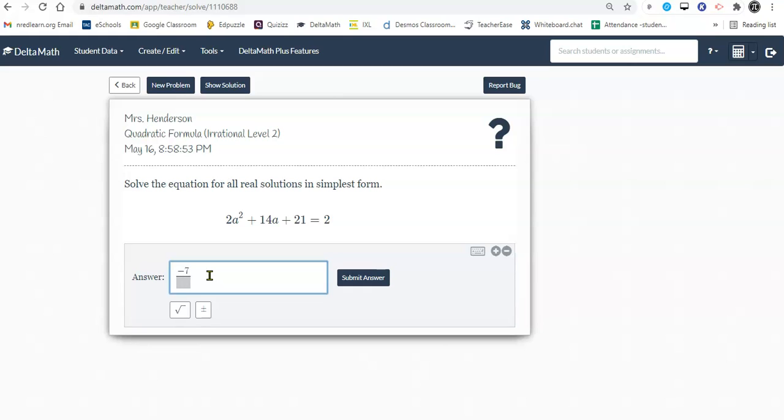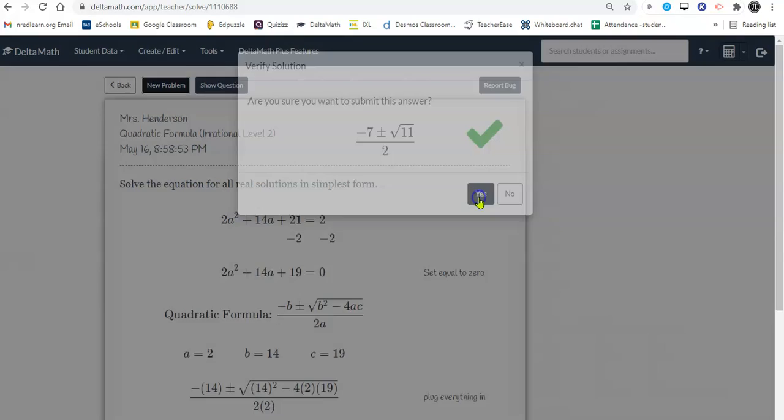Negative 7 plus or minus square root of 11 all over 2. Let's see how we did. Yes!